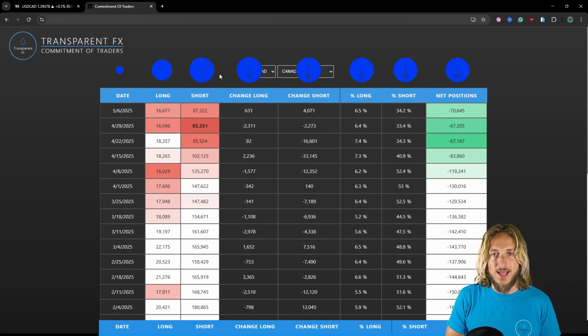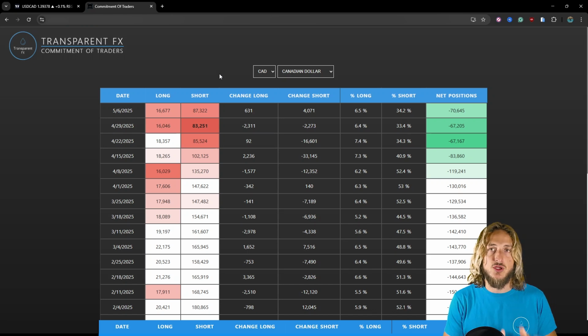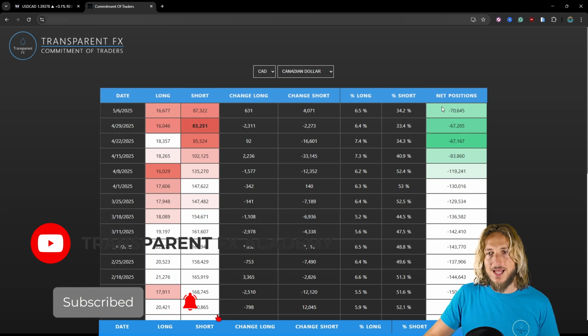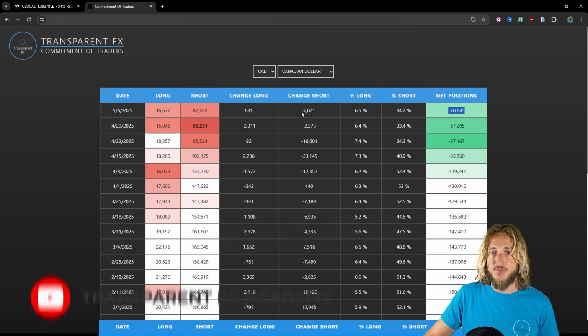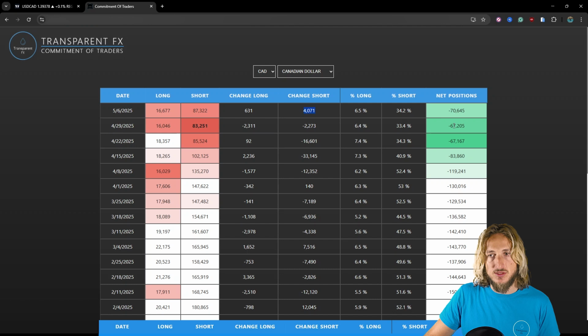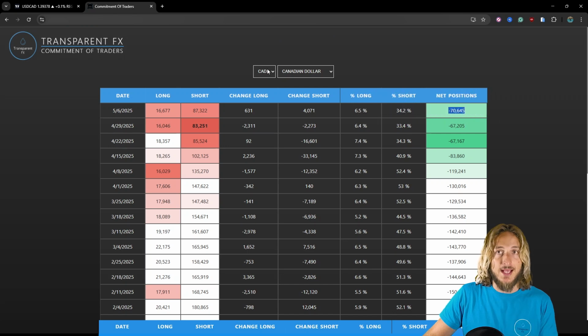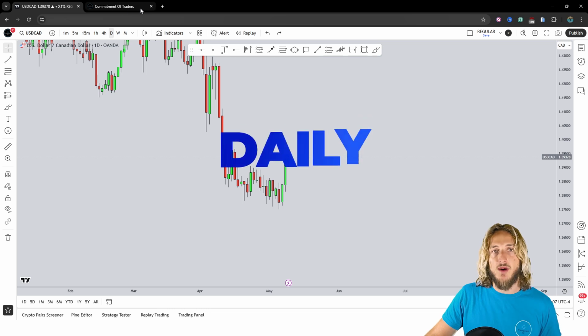If we look at the data for the CAD, the first thing to keep in mind is that we're actually already looking at CAD USD, because all currencies on the spot are traded against the USD. So institutions are now starting to short the CAD again, adding 4,000 shorts and decreasing the net positions from minus 67K to minus 70K. This essentially shows how institutions are expecting USDCAD to move again to the bullish side, because if institutions short the CAD, they are longing USDCAD. So let's keep that in mind and move back to the chart.